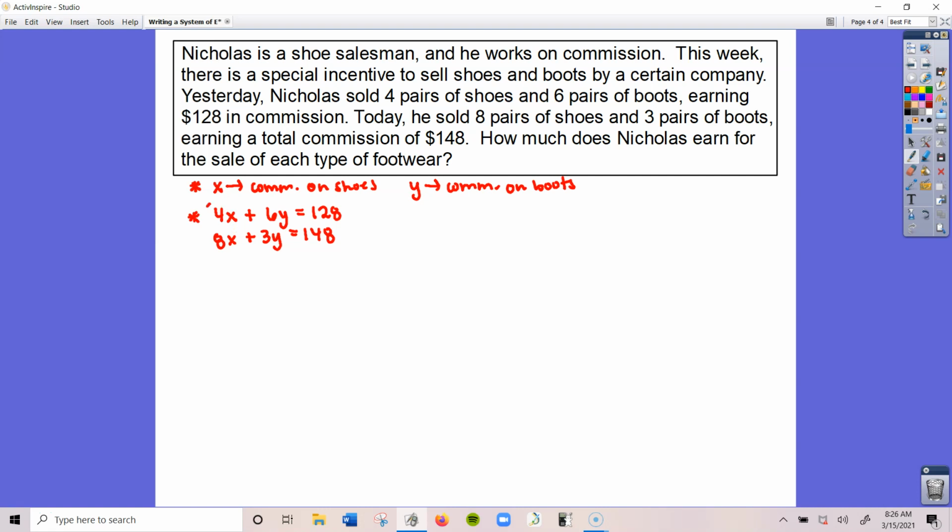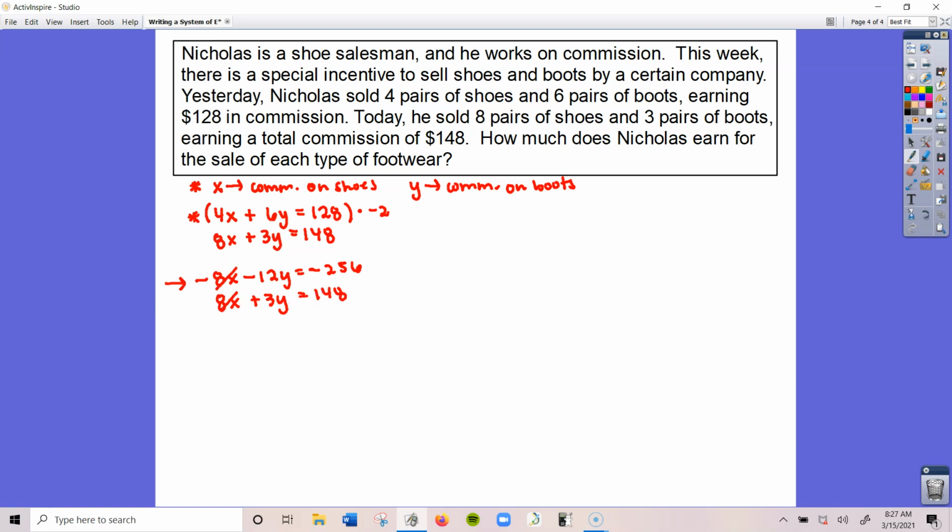So I could multiply this top equation by -2, which would make this into -8x. So that would cancel with the 8x here. So let's do that. We're going to distribute now the -2 to the top equation. That would give us -8x minus 12y is going to equal 128 times -2, which is -256. The bottom equation does not need to change, so I'm just going to rewrite it. 8x plus 3y is equal to 148.